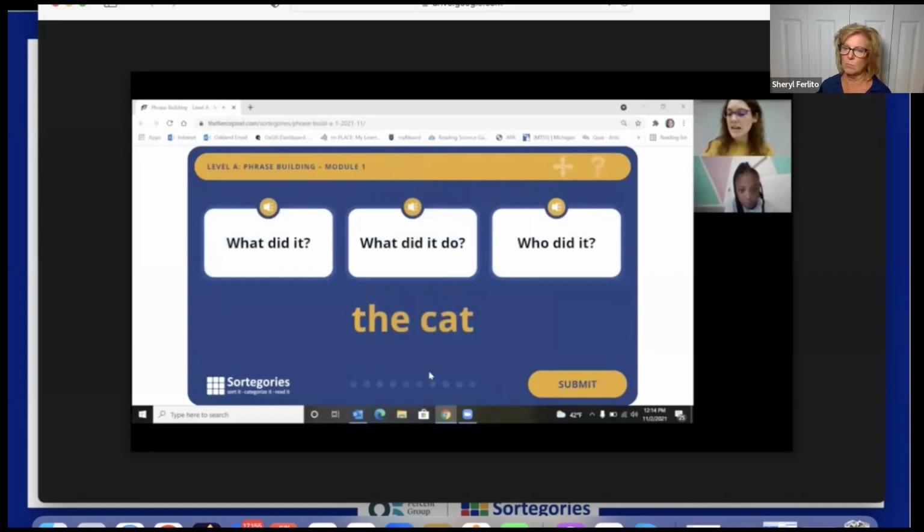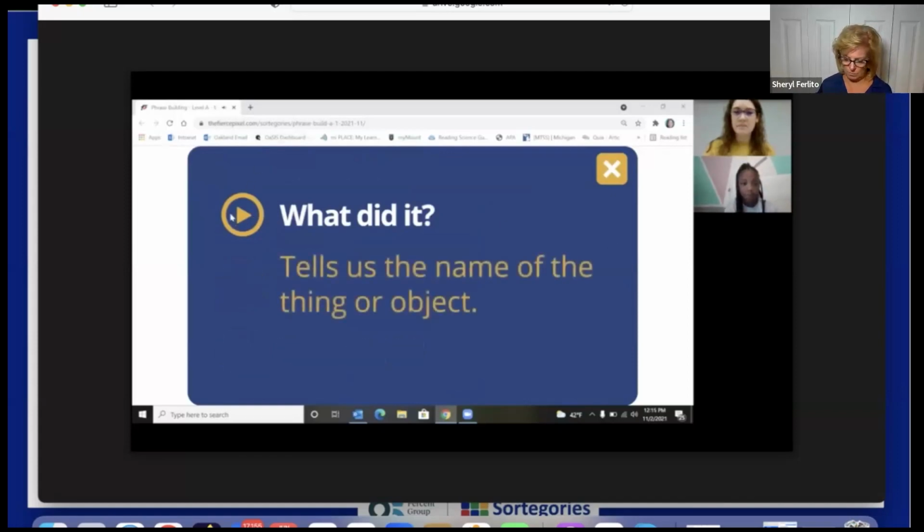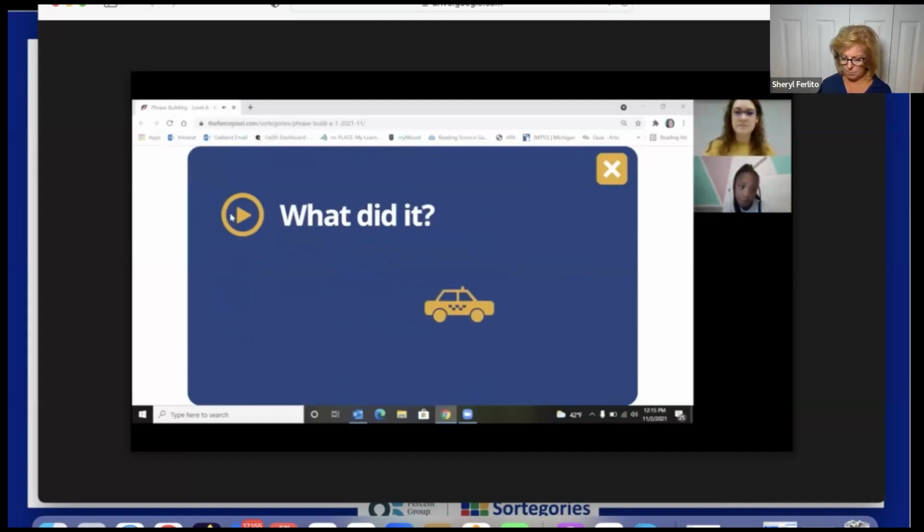So now we're going to click the help information. It's the question mark at the top of your screen, and we're going to see how this part works. So go ahead and click play. What did it? Tells us the name of the thing or object. The cab stopped. What stopped? The cab.